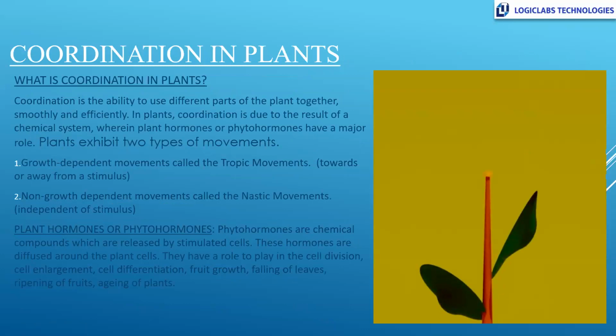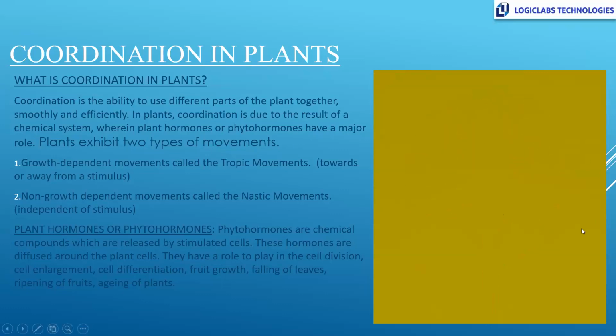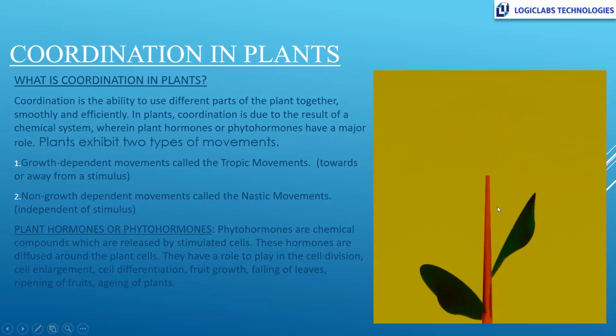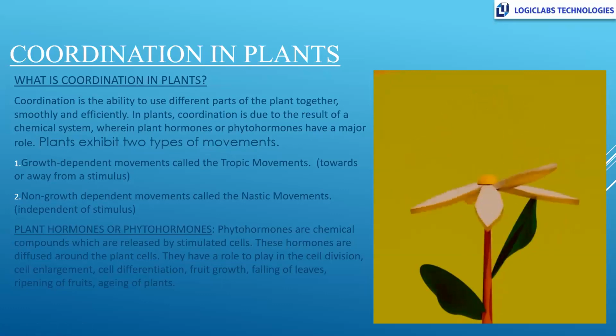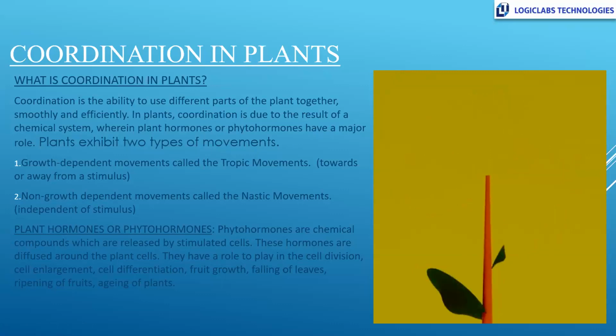Next one is the coordination in plants. Do you think only animals or human beings have coordination in their body? No. Even plants need to have that coordination. This coordination especially takes place because of the different parts which are present in the plants. We have a nervous system for control and coordination, as we already discussed.